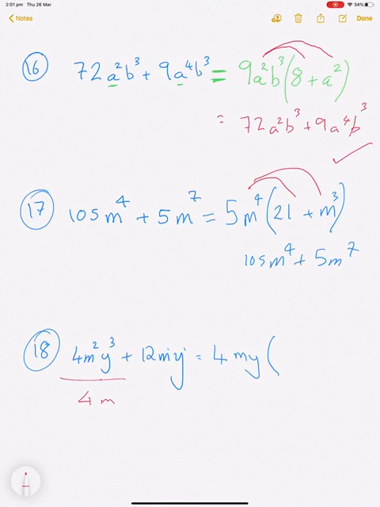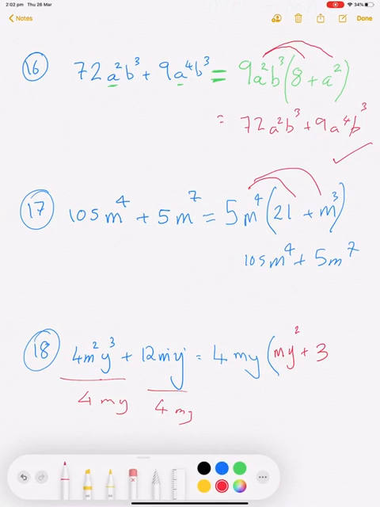So we can do this if you like. So 4 divided by 4 is 1. M squared divided by m is just m. Y cubed divided by y is y squared because we subtract the powers. 12 divided by 4 is 3. M divided by m is 1. Y divided by y is 1.